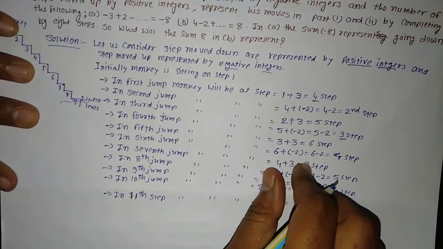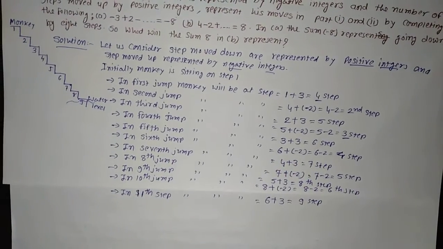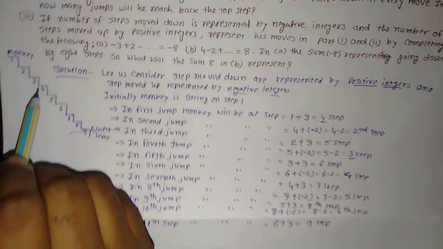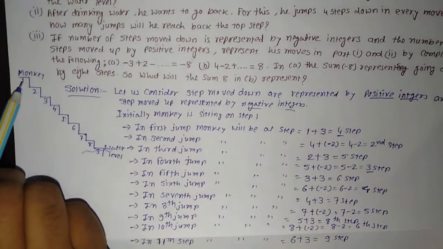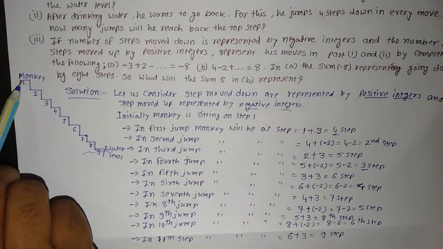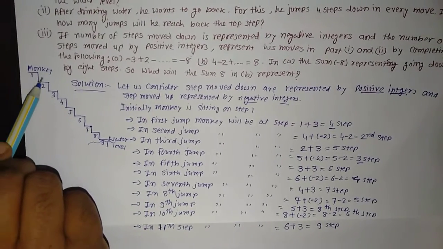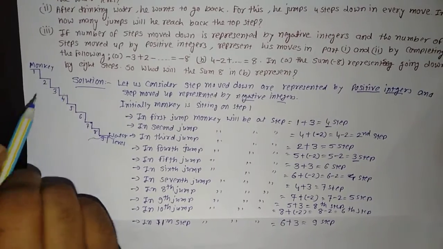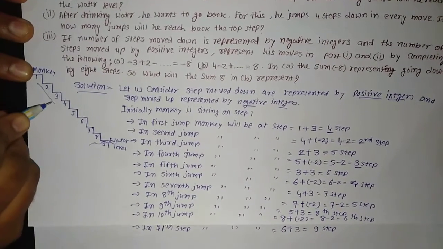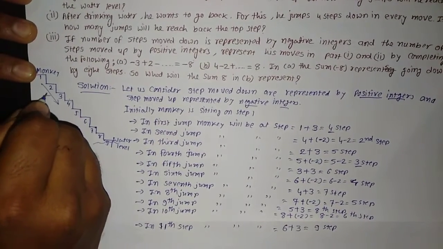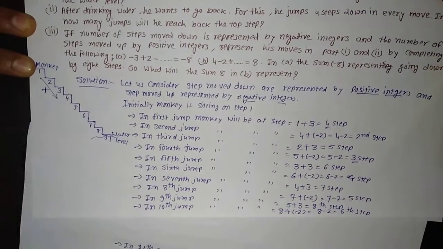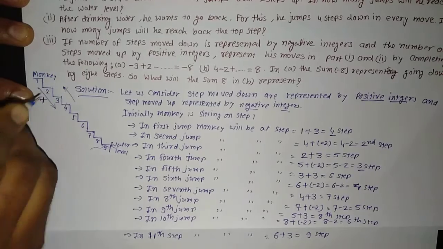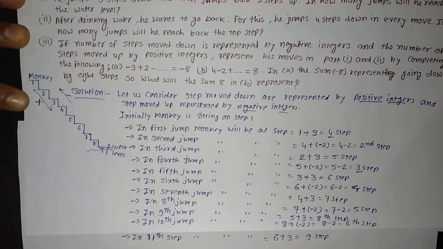I hope you understood. Again, from the figure I will try to explain what it wanted to say. You will see in the figure. First time the monkey was on step number 1. All steps going down are represented by positive integers. If going down, it is represented by positive integer, and if the monkey jumps up, it is shown by the negative integer.